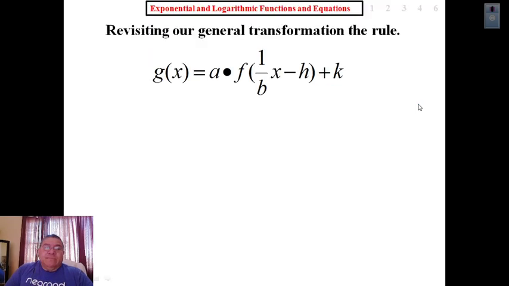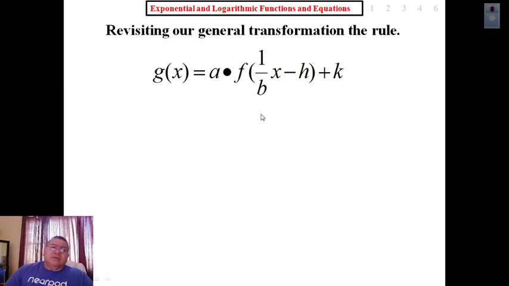Alright, let's move on. Let's revisit this general transformation. Writing utensils down really quick. Look up to the screen. It says revisit our general transformation rule. G of x equals a times f of 1 over b (x minus h) plus k. I think we're missing a parenthesis in front of the x. But you guys remember this? So think about it. What does a do? What does b do? What does h do? And what does k do? You don't have to answer, you just need to keep it in your noodle.